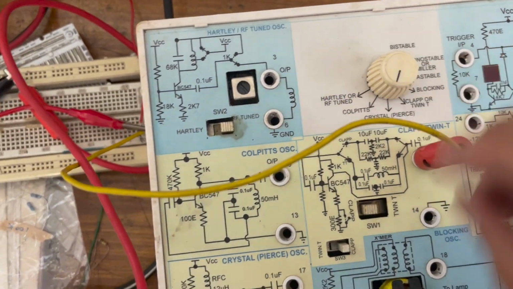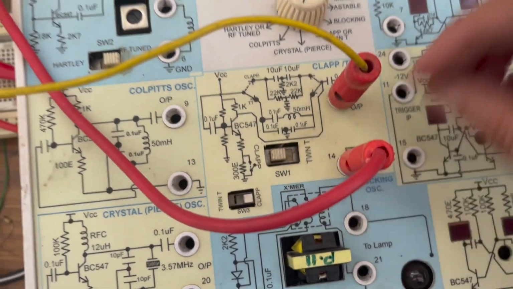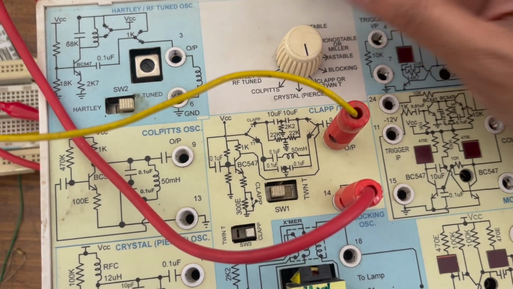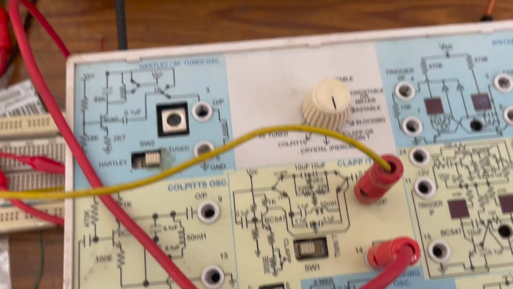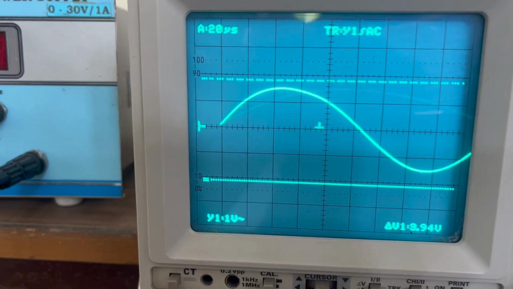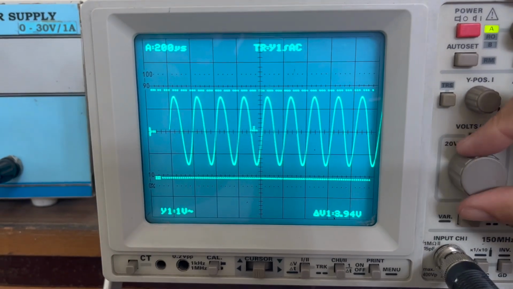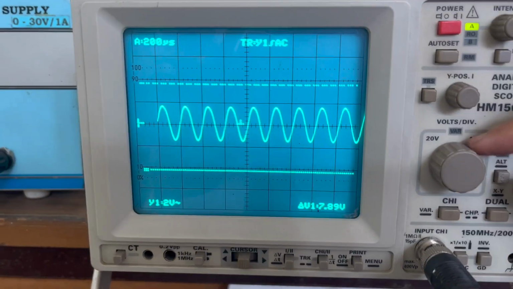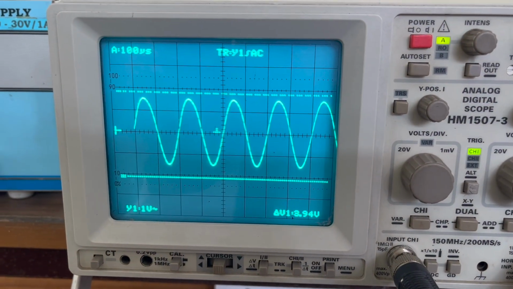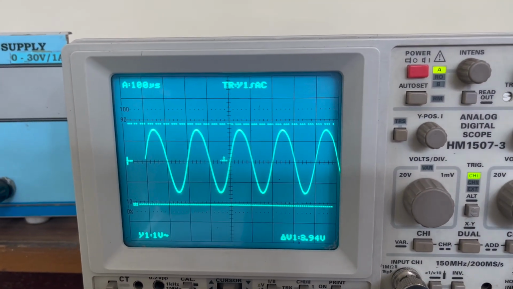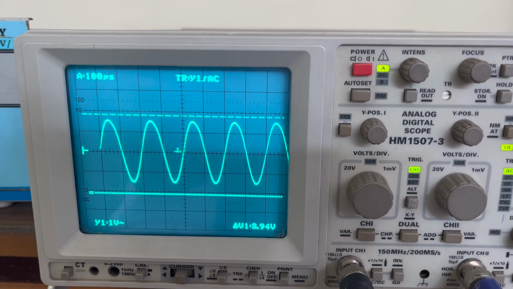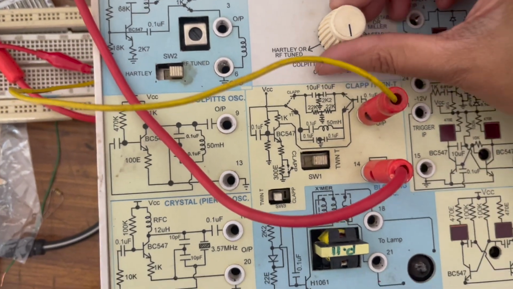Coming to the Clapp oscillator, presently it is set to Clapp oscillator, and the time period is in microseconds again. So we have set it to 100 microseconds, and it is 2 divisions at 100 microseconds in Clapp oscillator. Coming to blocking oscillator.